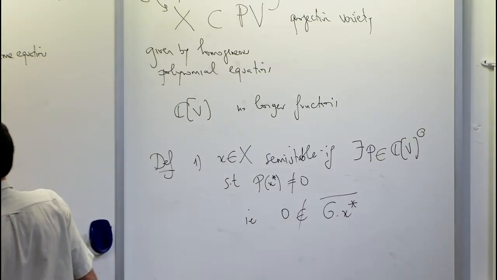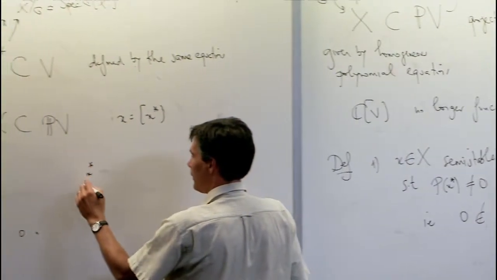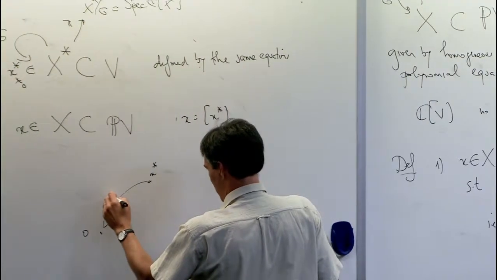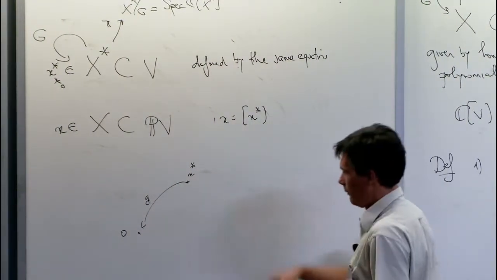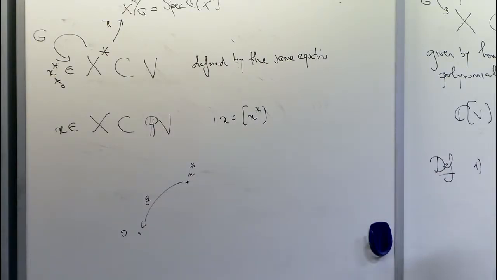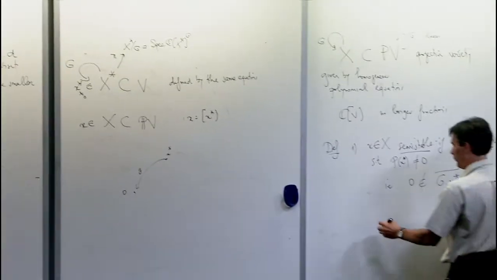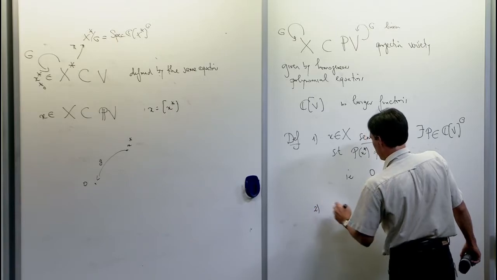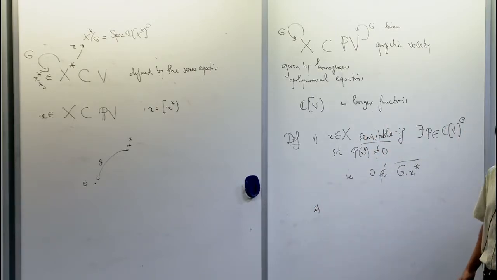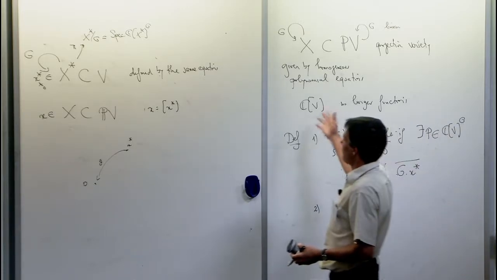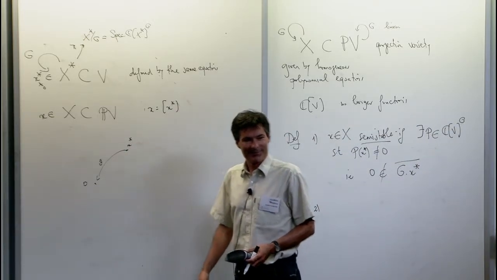So I have 0, I have x star. I could imagine that I have some points in G making it as close as possible to 0, and this should not happen for semi-stable points. So somehow you want G to be like SL instead of GL. It can be defined for a reductive group. And it's clear that if I take GLN, I'll be in trouble.